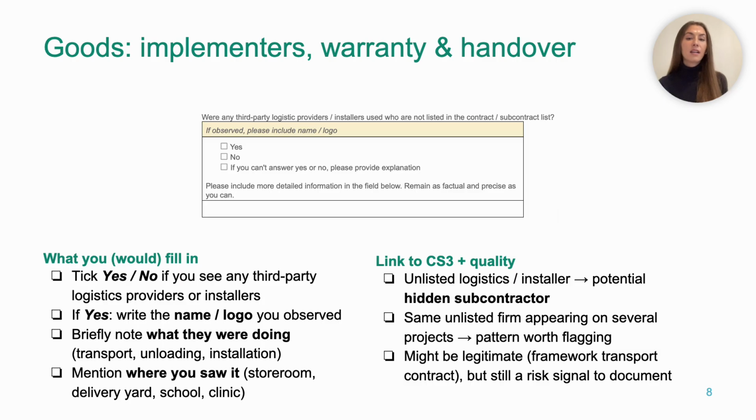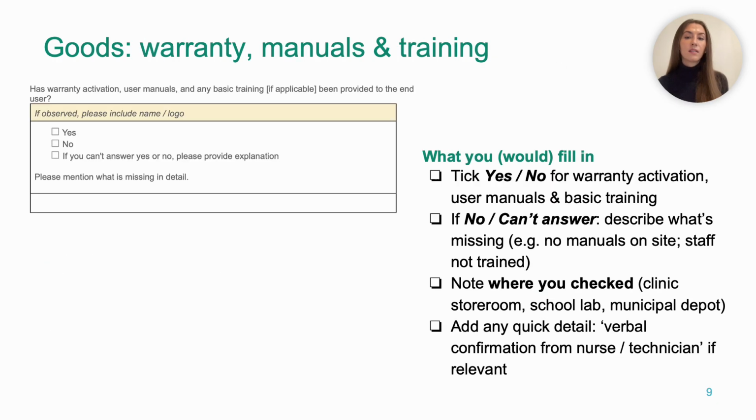Now this is exactly the kind of detail that allows investigators or auditors to follow up later on potential corruption scheme 3 cases. This second add-on here, under Are Other Contract Provisions Being Fulfilled, looks at the handover to the end user, so warranty, manuals and basic training.